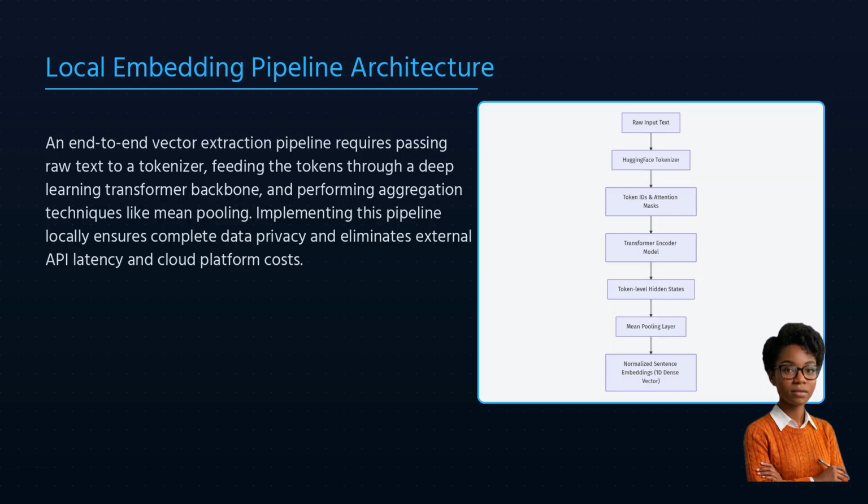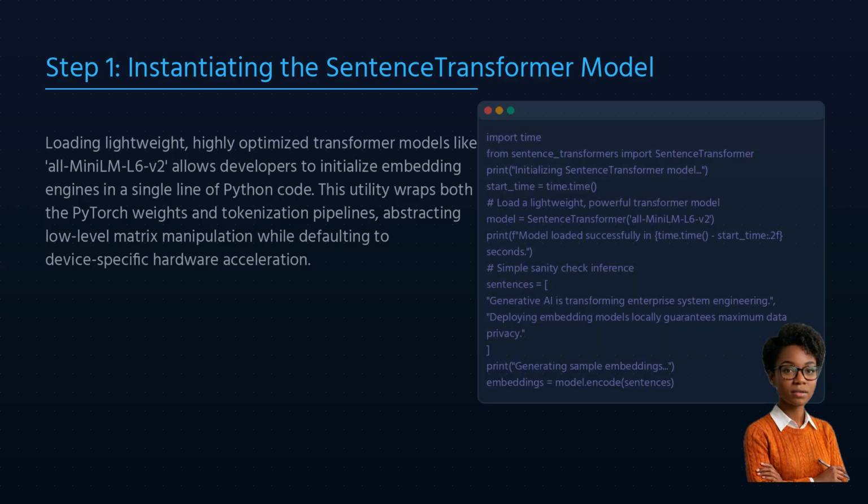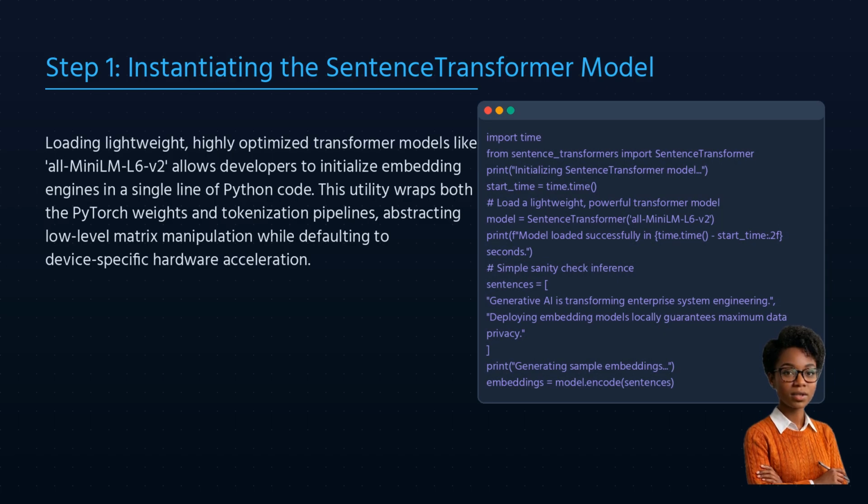Let's start building. To kick off our implementation, we will use the SentenceTransformers library to initialize a local BERT variant. In the code snippet displayed on screen, notice how we import the SentenceTransformer class and specify the pre-trained all-MiniLM-L6-v2 model. This tiny yet powerful model provides an optimal trade-off between speed and semantic quality.